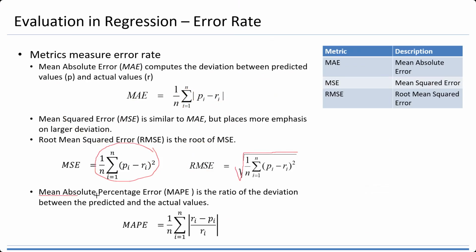We have the mean absolute percentage error, or MAPE. So it is the ratio of the deviation between the predicted and the actual values. So the actual values minus the prediction divided by the real value, or the actual value. And then we do the absolute and we divide with the number of data. So let's see with example.